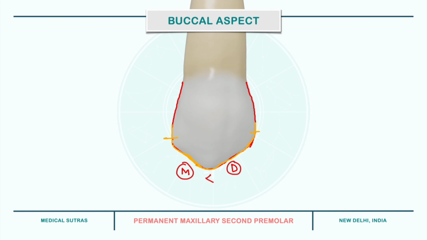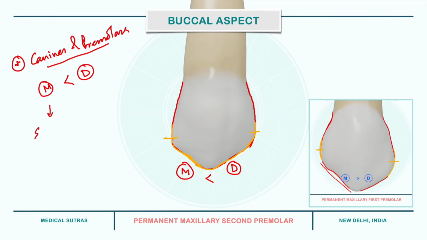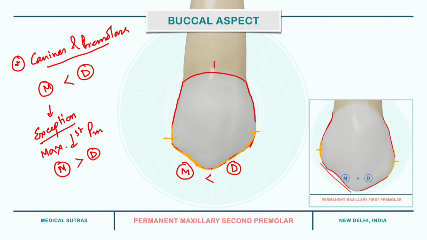This is in contrast to maxillary first premolar, where the mesial slope is greater than the distal slope. So this point must be remembered that in all permanent canines and premolars, the mesial slope is smaller than the distal slope, except for maxillary first premolar, where the mesial slope is greater than the distal slope. Lastly, the cervical outline of the crown is slightly convex with the curvature towards the root apex.